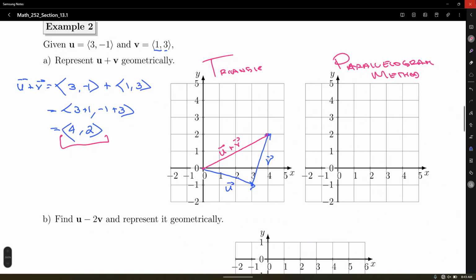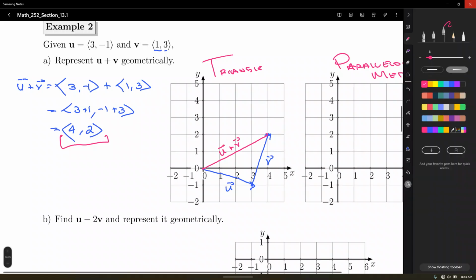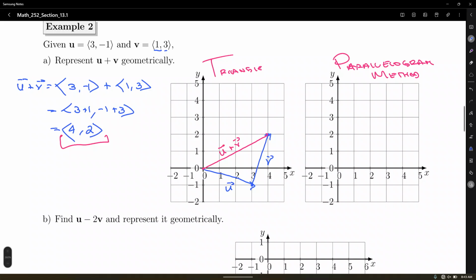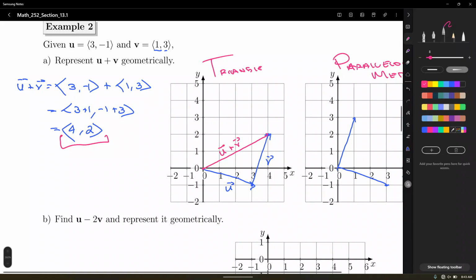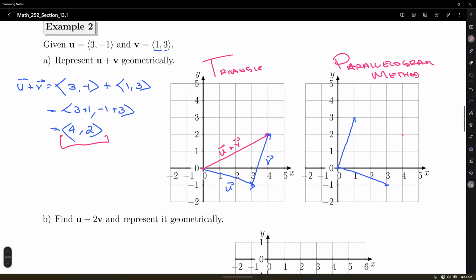Let me go back to the notes. For the parallelogram method, I'm going to plot both vectors in standard position this time. That is, the first vector u, which is 3, -1, and the vector v, 1, 3. So this is what we're going to do. We're going to project a parallelogram right here. So again, what did we get? We got the vector 4, 2. Let me plot it in red. So 4, 2.